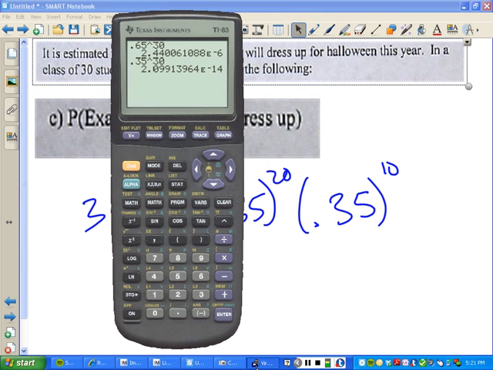If you're going to type that in, 30, math, PRB, nCr, 20, times 0.65 raised to the 20th, times 0.35 raised to the 10th, and you get 0.1502.